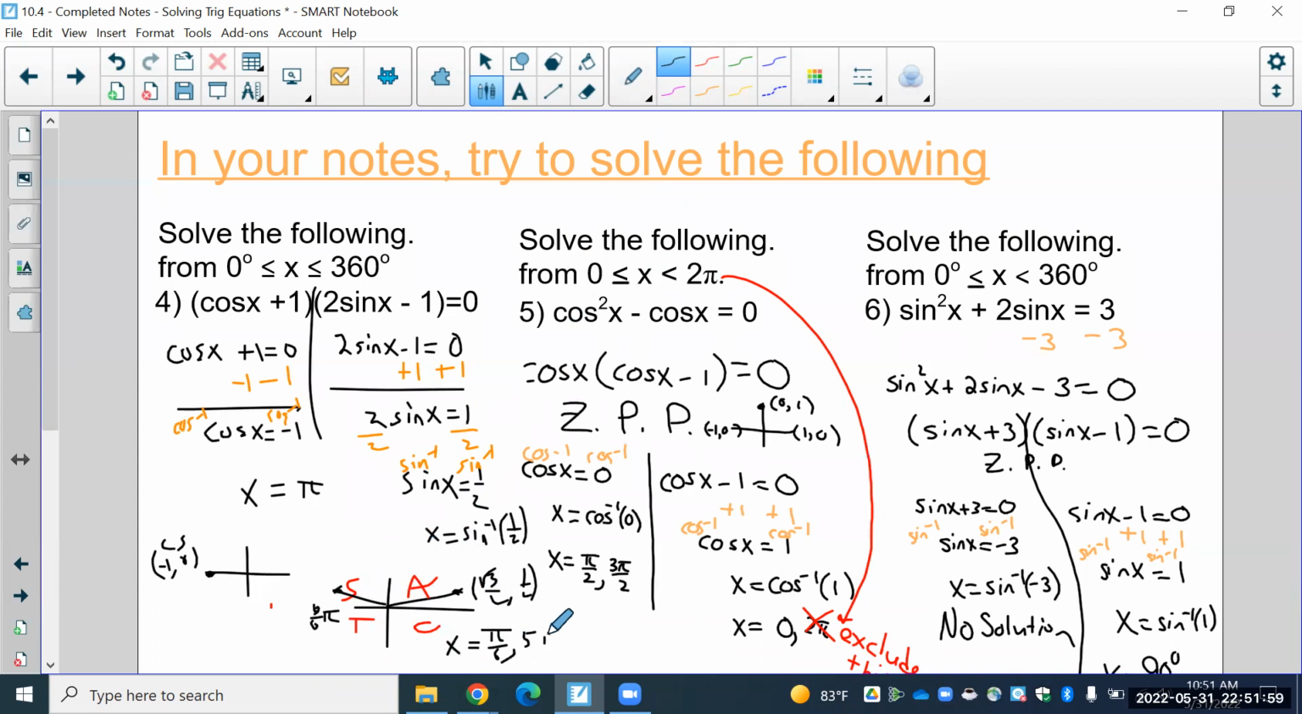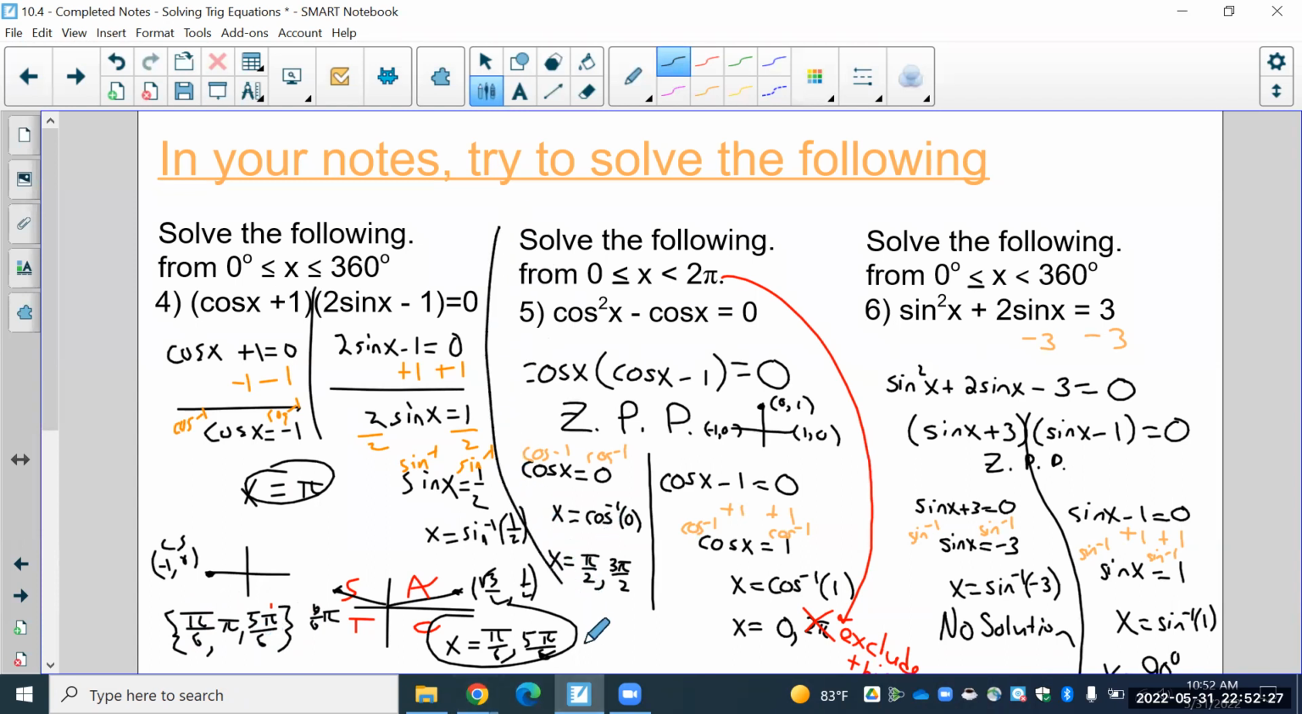5 pi over 6. Now, when you write these answers, because notice we have 3 answers now, you have to write them in order. So remember how we used curly brackets in Algebra 2? You would put these answers also in order: pi over 6, then pi, and then 5 pi over 6. Okay, so then the only other thing we have to do is just some factoring that you have to factor yourself. So let's talk about what we see here.